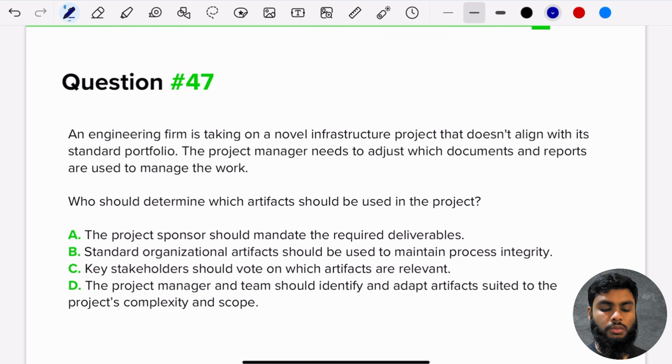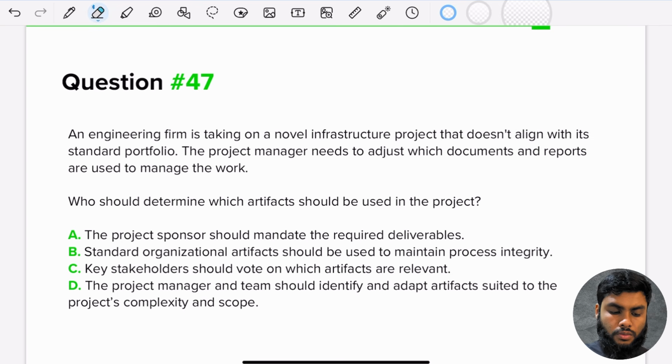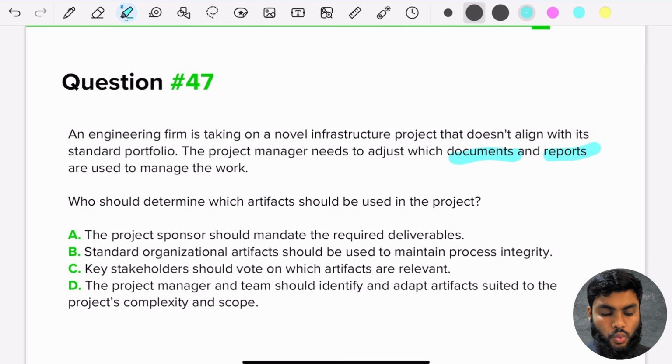47, an engineering firm is taking on a novel infrastructure project that doesn't align with the standard portfolio. The project manager needs to adjust which documents and reports are used to manage the work. Okay, so we need to adjust the documents and reports. Who should determine which artifacts should be used in the project?